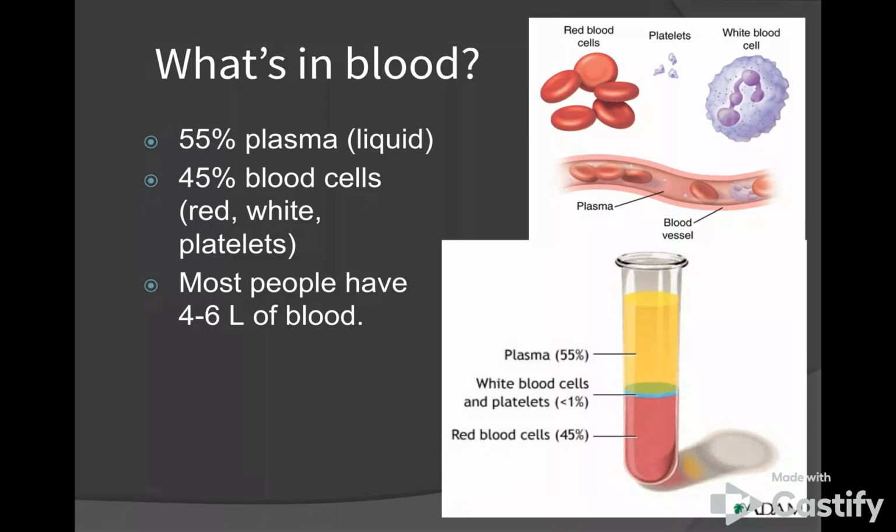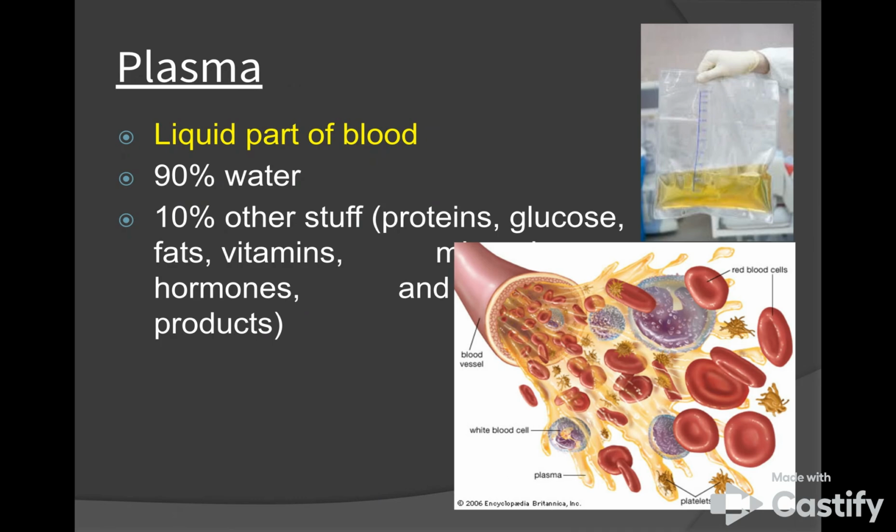So what's in our blood? More than half of our blood, 55%, is actually liquid. It's called plasma, so it's a little bit thicker than water, and it contains some special things. And then we have 45% blood cells, made up of red blood cells, white blood cells, and platelets. Most people on average have between 4 to 6 liters of blood at a time in their body. Plasma is the liquid part.